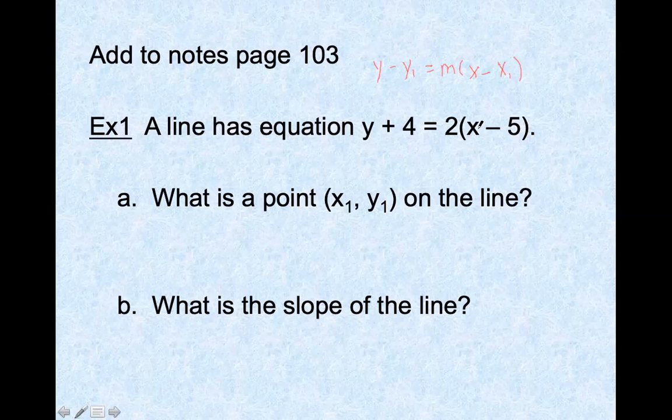So the point that we have is whatever is in this spot. So in this case, 5 is our x1, and our y1, if we look here, our formula has it as a negative, but we have a positive, so it should be -4. So the point (5, -4) is on the line. Notice it's always the opposite of what's here. So this represents the point 5 and the point -4. What is the slope of the line? It's always this number right in front of the parentheses. So in this case, our slope is 2.